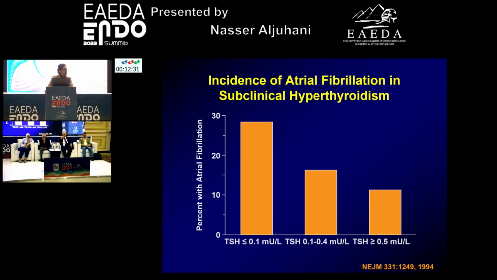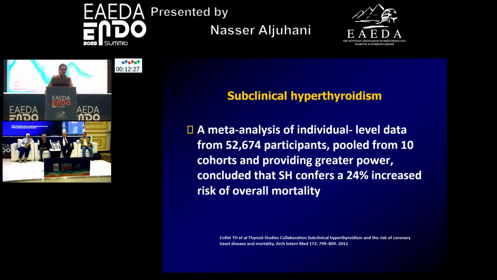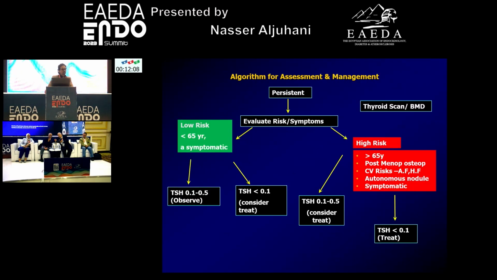The lower the TSH level, the more risk of atrial fibrillation. A meta-analysis of 52 participants with subclinical hyperthyroidism from different studies showed there is an increased risk of total mortality by 24%, especially in elderly above the age of 65 and TSH less than 0.1.